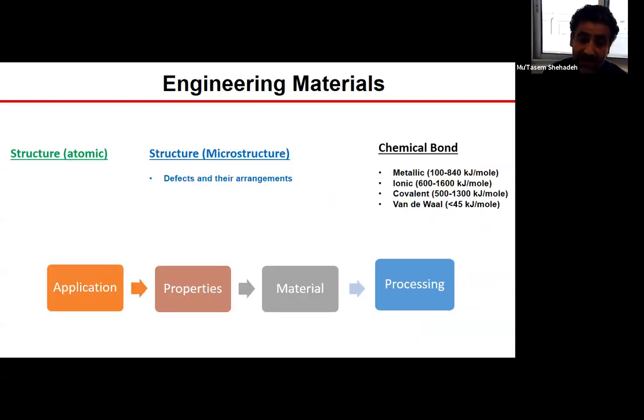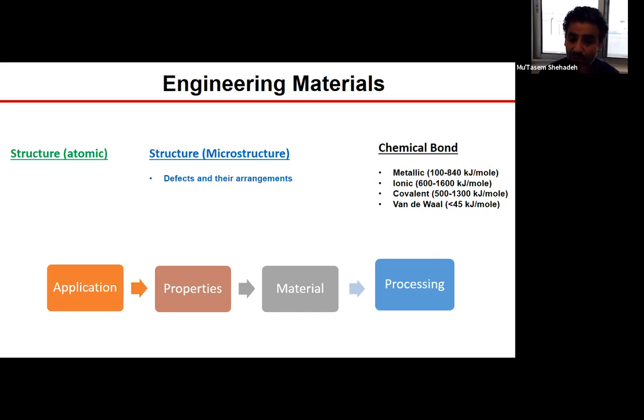And the material property is directly related to its structure. And when we talk about structures, there are two things: either the atomic structure, whether the material is, for example, crystalline or non-crystalline. Some materials even are semi-crystalline, such as polymers. Or microstructure, and that is the defect population in these materials and how they are arranged within it, and how they interact with any external stimuli, whether it is mechanical, chemical, or electrical.